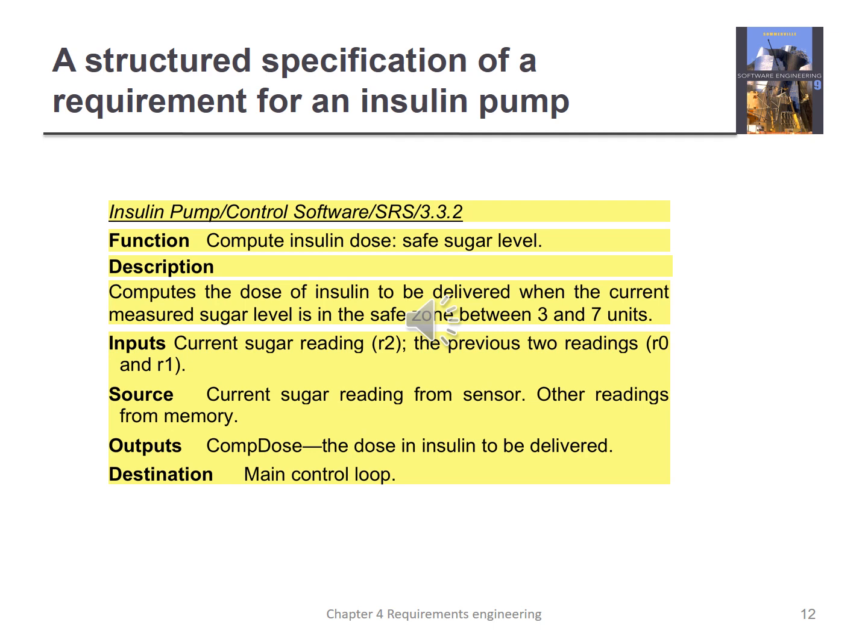What's the input? You need the current sugar reading and the previous 2 readings, of course from the memory, from history. The current sugar reading comes from the sensor, and the previous readings come from the memory. What's the output? You compute the dose. What's the destination? The main control loop.